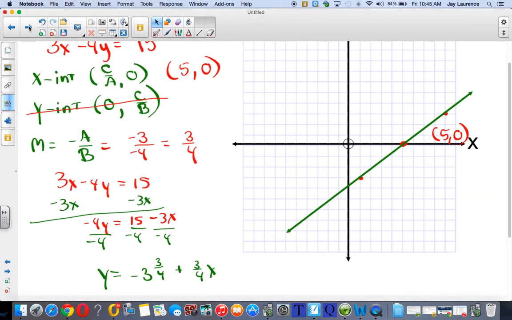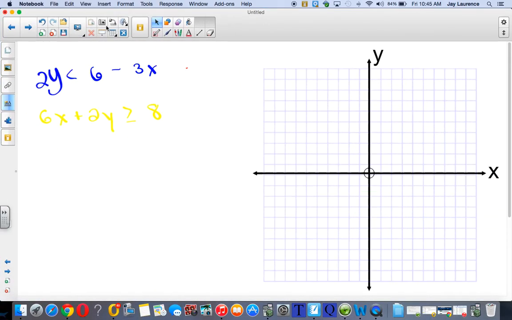All right, so let's try this next one here. Ooh, it's some ugly colors. I apologize for this poor color choice. But let's see, this blue one is almost in slope-intercept form. So I think I'm going to divide by 2, and that'll get me the inequality y is less than 3 minus 3 over 2 x.